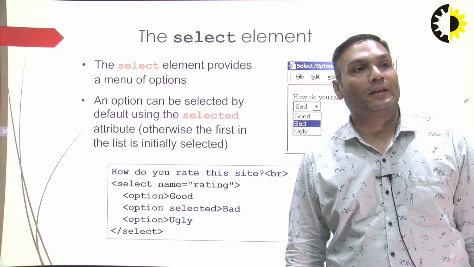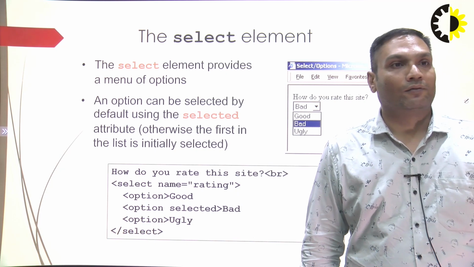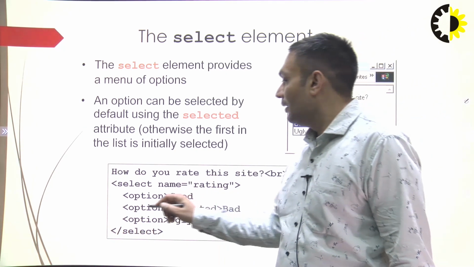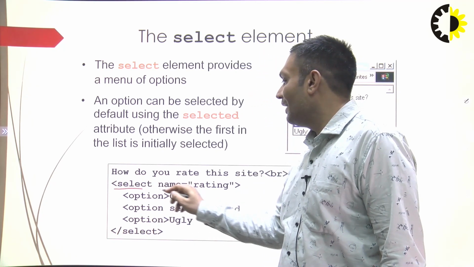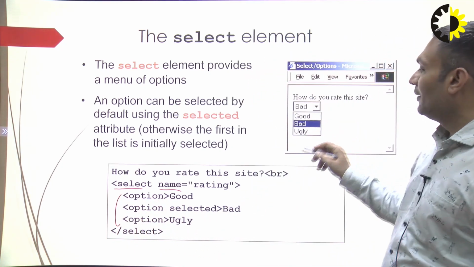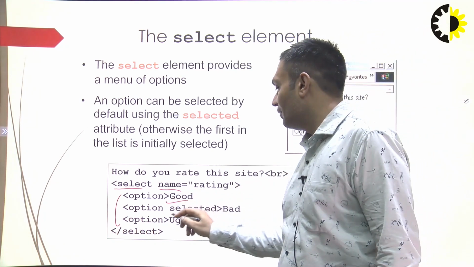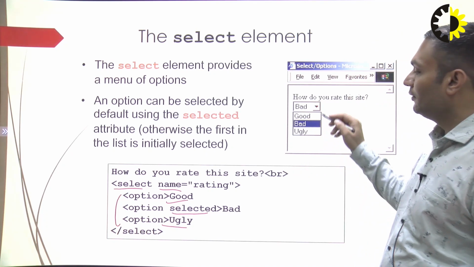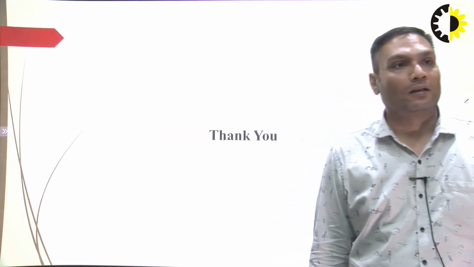Select options make an options list that the user can select from a drop down menu, and we can use various options inside the select. So select contains name and options. The options that we write will be displayed here. Like I'm writing option good, option selected, option ugly. So good, bad and ugly are displayed here, and then we will close this select. Thank you.